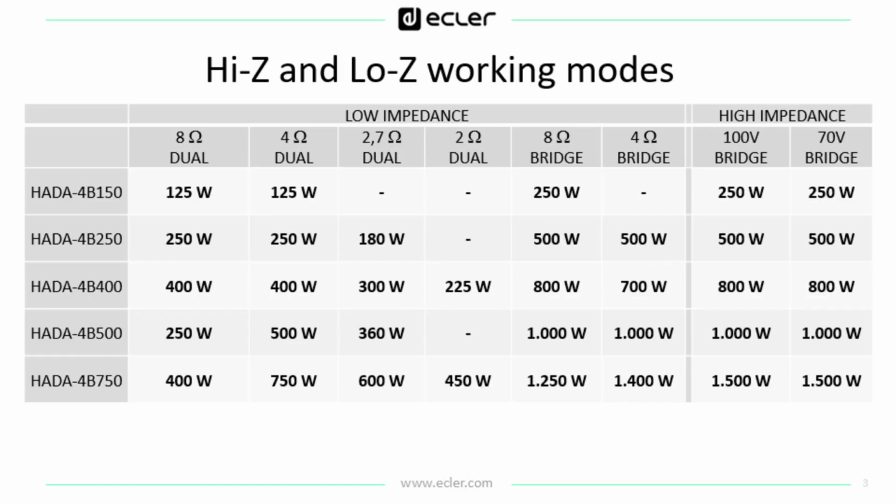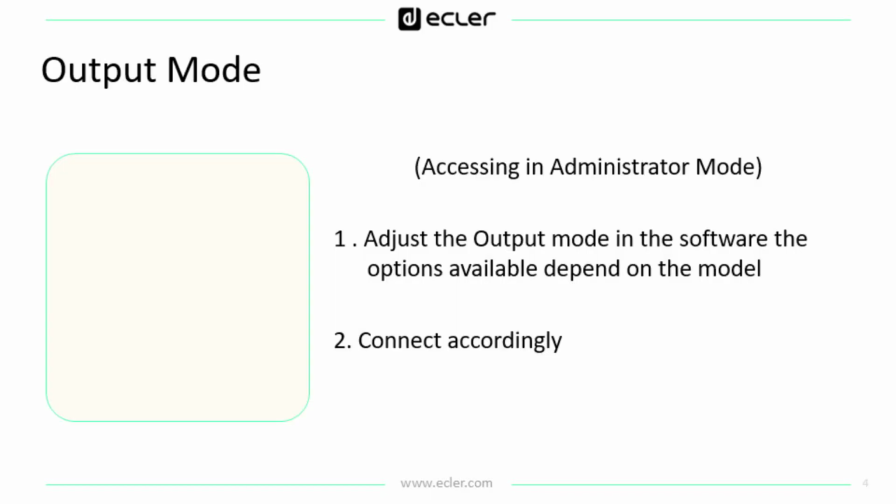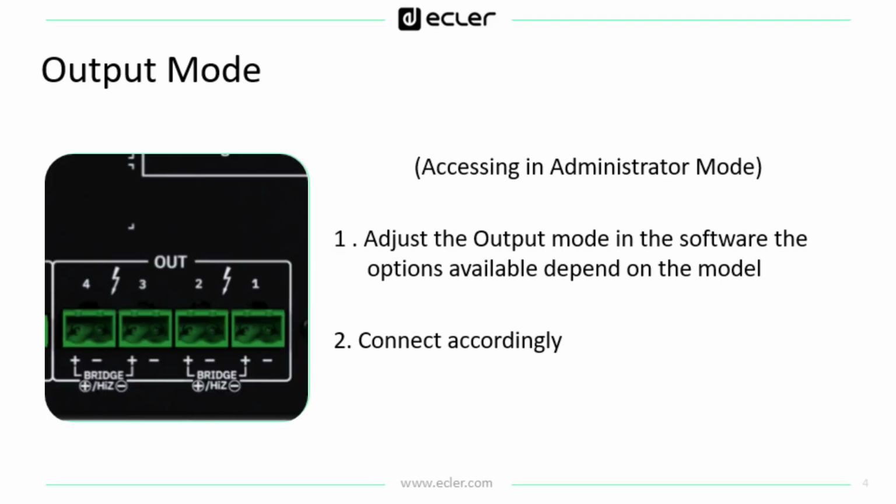connections. The first thing to know is how you want every pair of channels, in dual mode or bridge mode. The connection in the back of the amplifier is different depending on how you work. In bridge mode you turn 2 channels into 1. This means that a HADA will have 2, 3 or 4 channels depending on your connections.